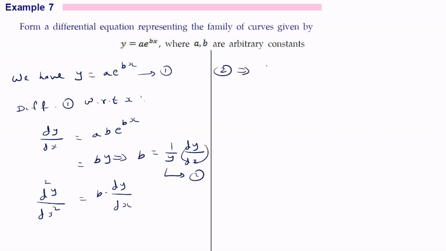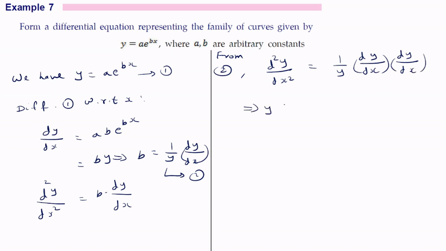So 2 implies d square y by dx square equal to 1 by y dy by dx into dy by dx. This implies y d square y by dx square equal to dy by dx the whole square. So this is the required differential equation which represents the family of curves given by y equal to a e raised to bx.